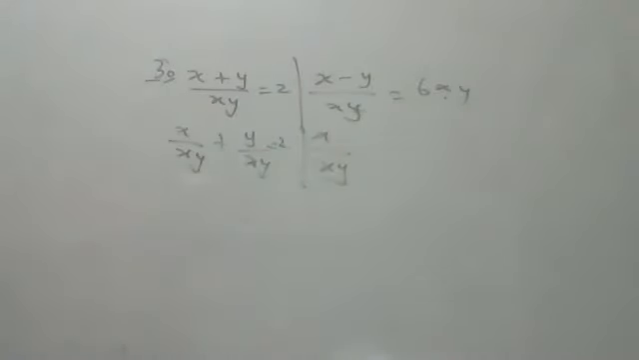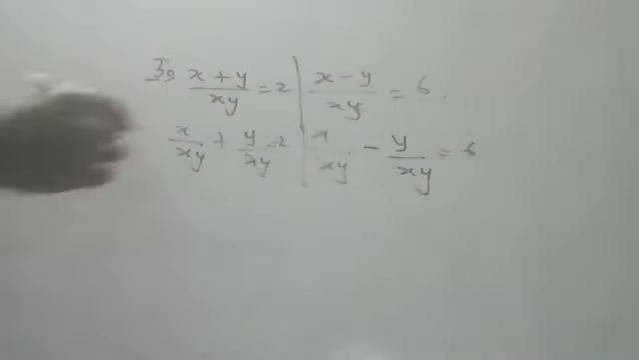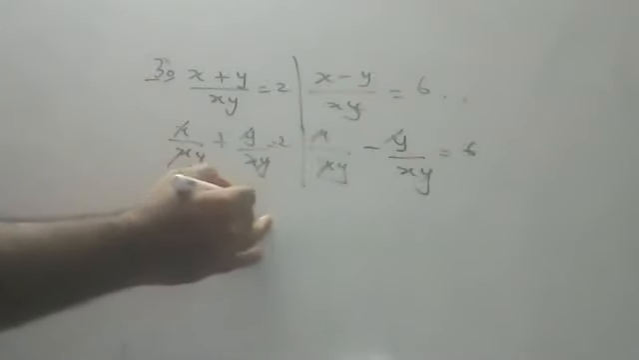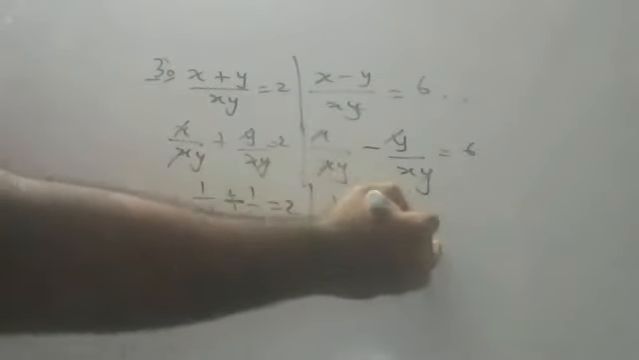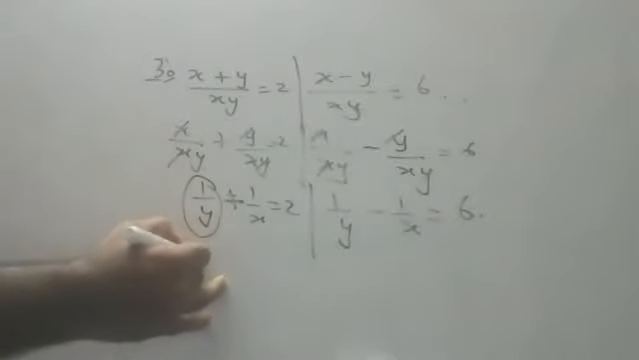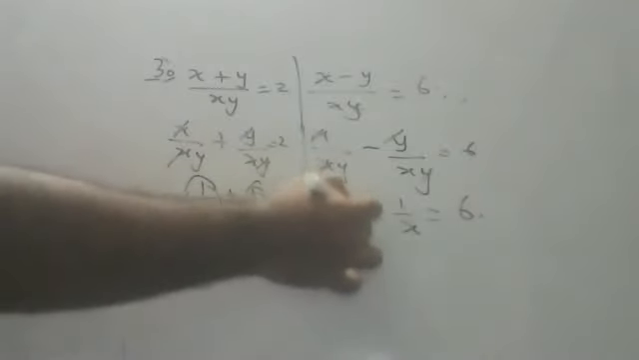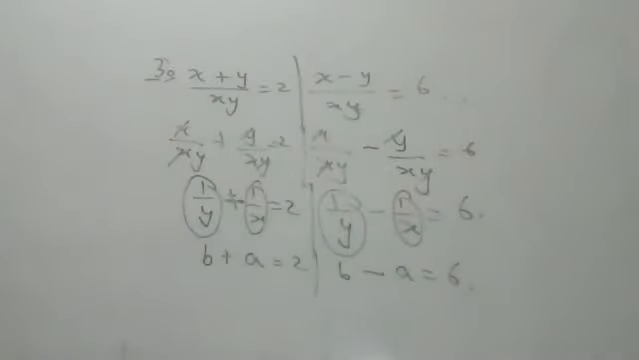minus y by xy is equal to 6. Okay, children, we brought xy. Now see here, x x cancel, y y cancel, x x cancel, y y cancel. 1 by y plus 1 by x is equal to 2. And here 1 by y minus 1 by x is equal to 6. Okay, are you able to understand, children? From here onward, same. What is the same? 1 by y we take as b. And 1 by x we take as a is equal to 2. Here also same, 1 by y we take as b, 1 by x we take as a is equal to c. That's all, children.